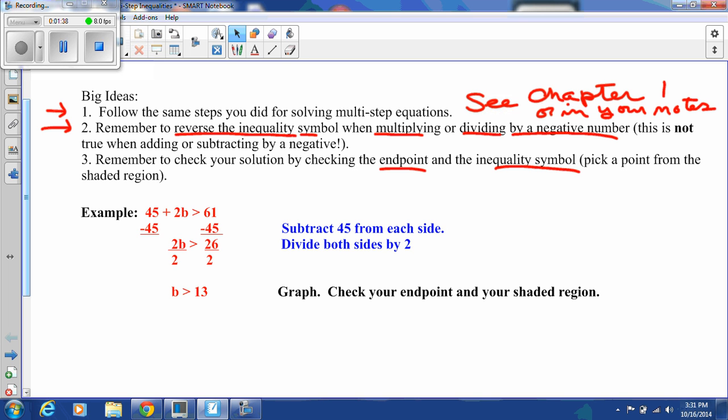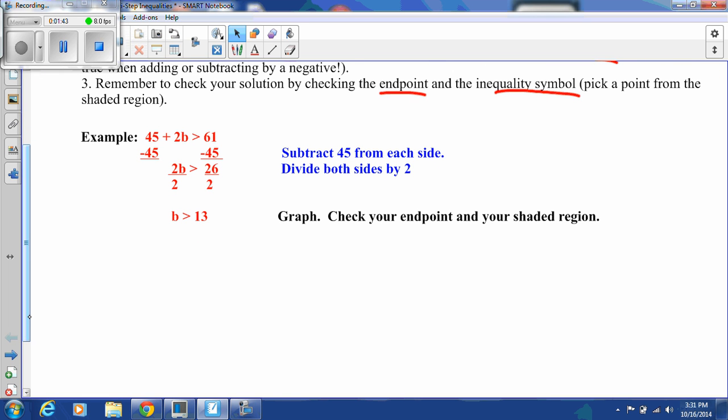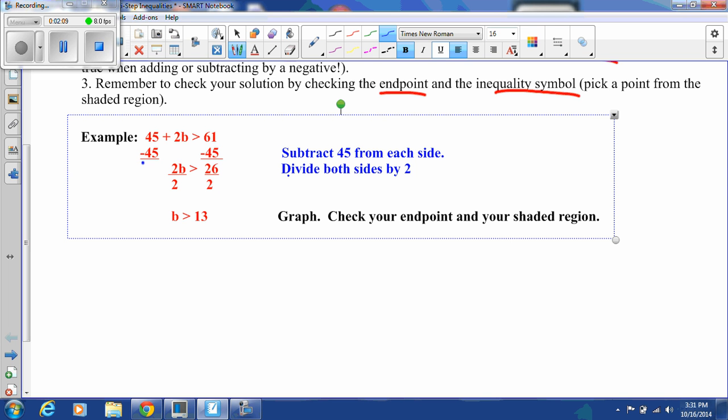In this example, we have 45 plus 2b is greater than 61. First, we undo addition and subtraction because there is no distributing to do. There's no like terms. We do not have variables on both sides. So minus 45 from each side. That makes our 45s go away on the left. They're opposites. And on the right hand side, 61 minus 45 is 26. Now we have 2b is greater than 26. Divide both sides by 2, and we get our solution. B is greater than 13.